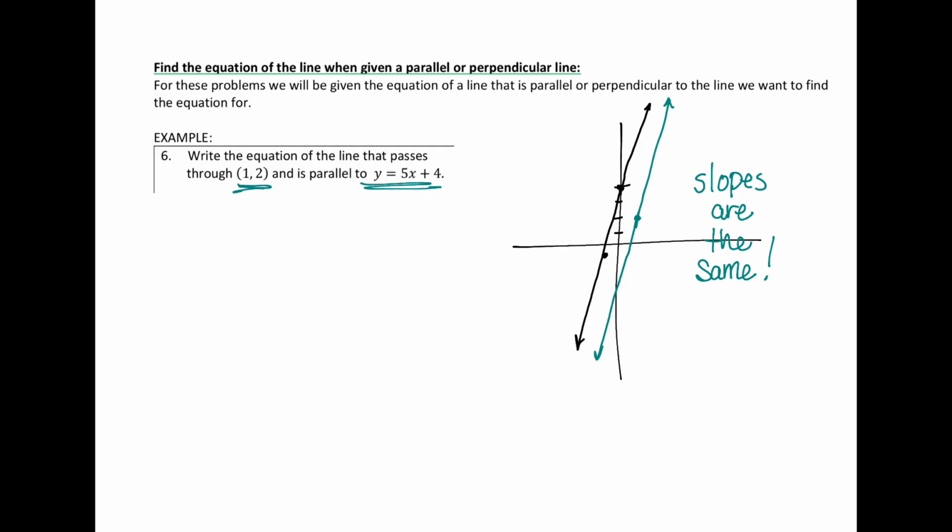Okay, and the way I remember that is from the word. In the word, you have two parallel lines. Okay, so parallel doesn't touch, right? So the slopes are the same. So in other words, we're going to use this slope with this point and use the point slope form.